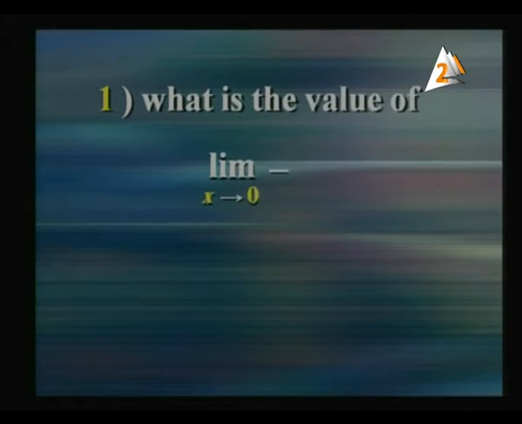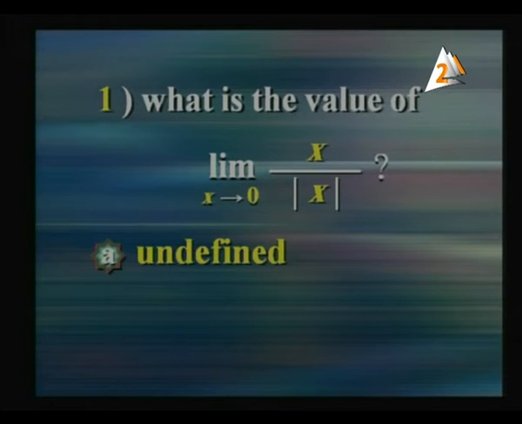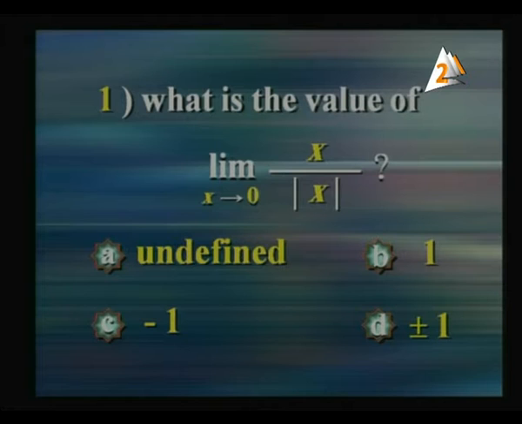What is the value of the limit as x tends to 0 of x over absolute x? Number A, undefined. Number B, 1. Number C, negative 1. Number D, positive or negative 1. Dear student, think before solving. The value of the limit of x over absolute x when x tends to 0 is undefined. Good answer.